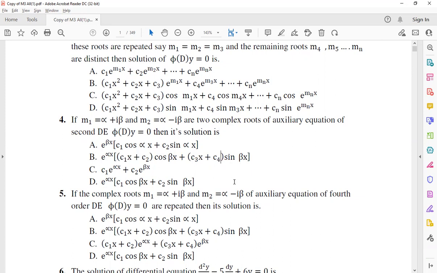Imaginary and repeated. Correct. Imaginary and repeated. How many times? Two times. Two constants are collected right here. So it is the imaginary and repeated twice case.